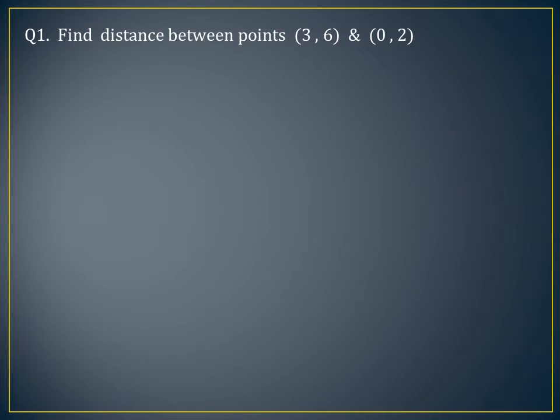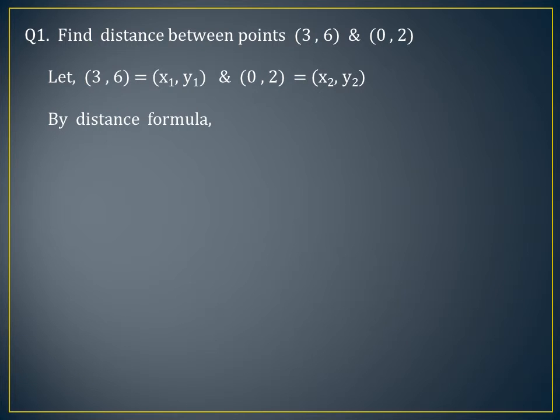Now let's look at our first question. We need to find the distance between 2 points 3, 6 and the other point 0, 2. Let's say that (3, 6) is x1, y1 and (0, 2) is x2, y2. By using the distance formula we'll get square root of (0 minus 3) the whole square plus (2 minus 6) the whole square. That gives us square root of 25, which is 5 units. So the distance between these 2 points is 5 units.